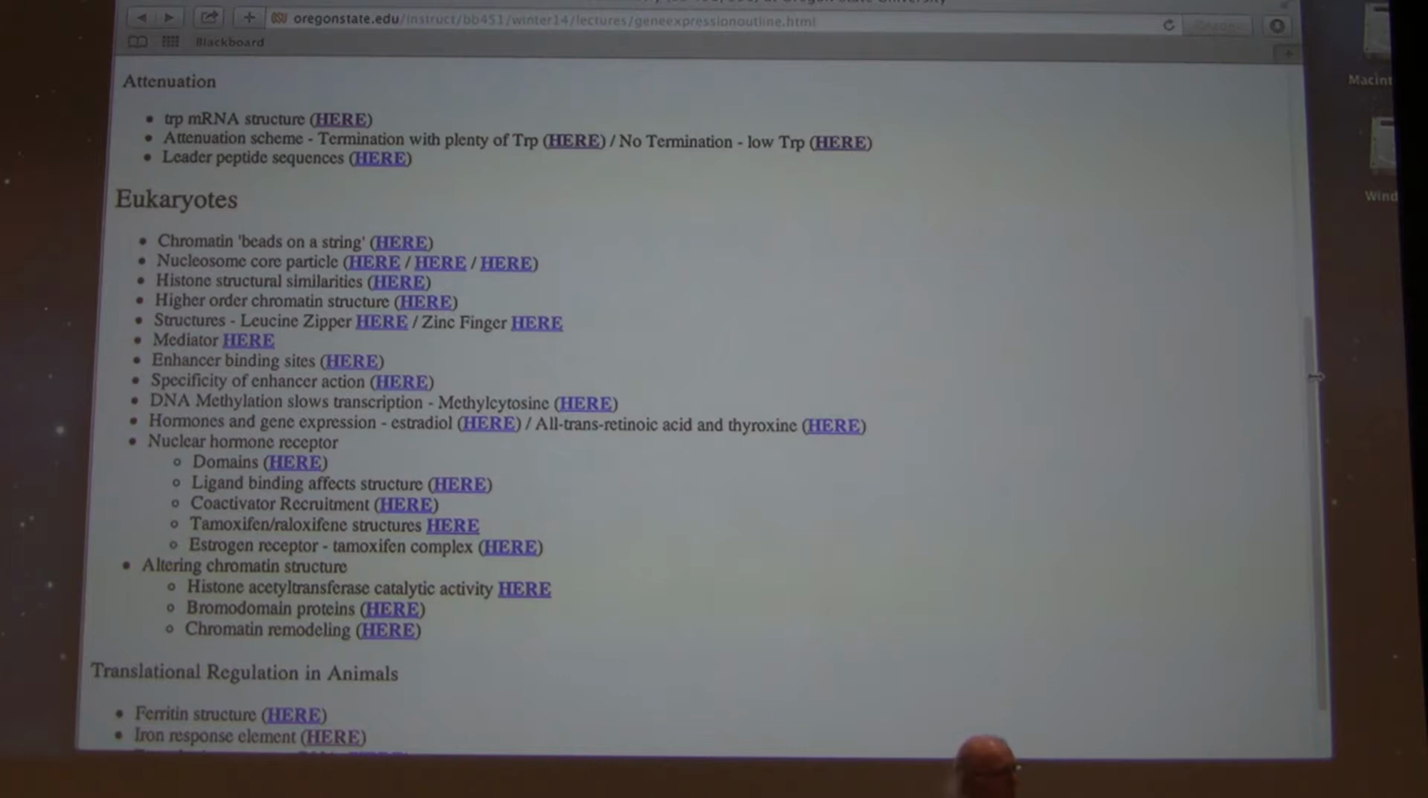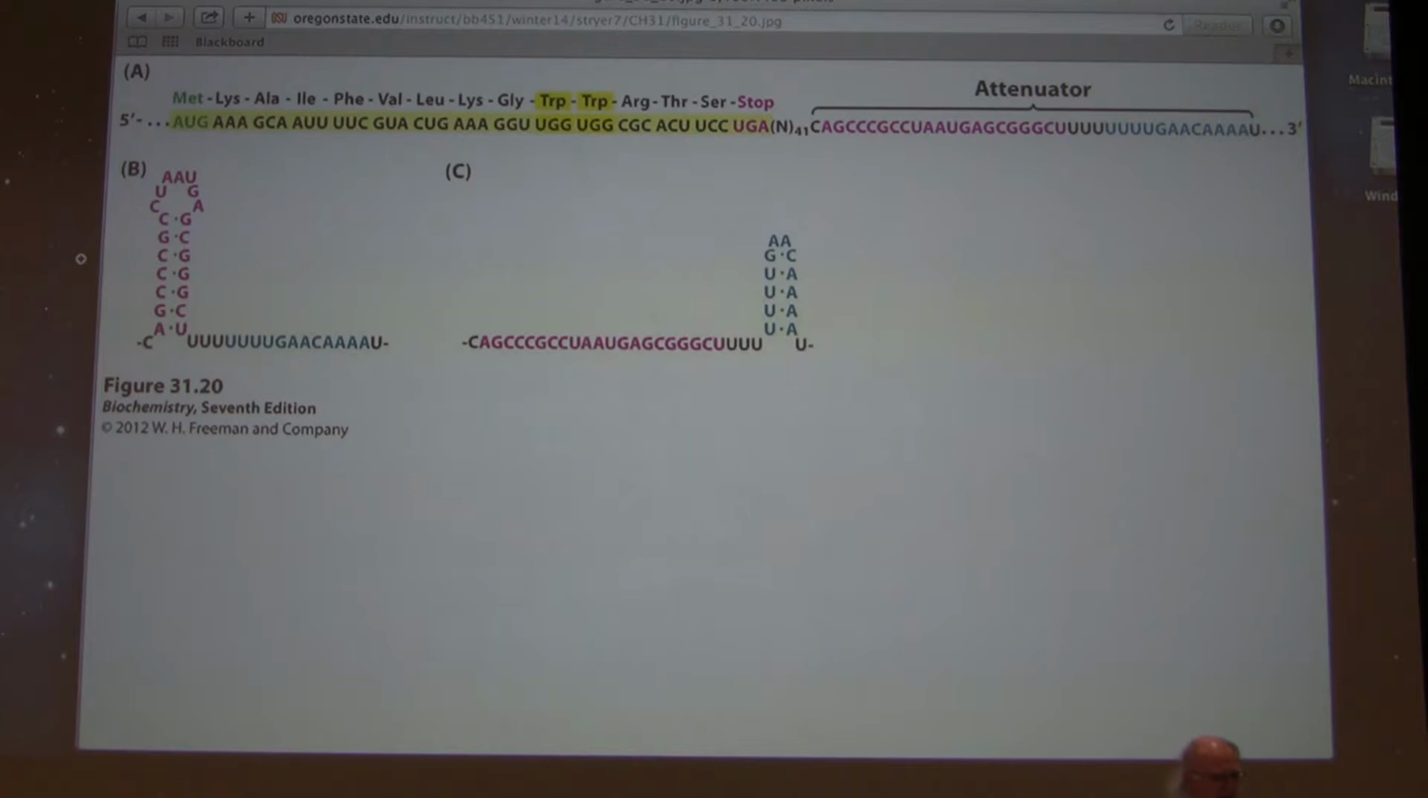So if you remember, there was a scheme where we had a messenger RNA that had a sequence called the attenuator. And the attenuator had two possible structures in it. One possible structure was called an anti-terminator, and one was called a terminator. Okay? So depending upon which of these structures forms, either transcription will continue or transcription will stop as soon as the termination signal has been received.